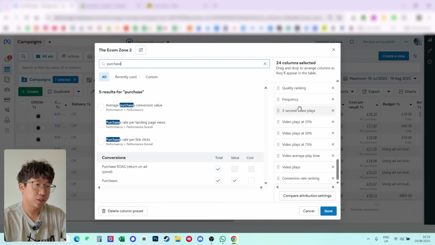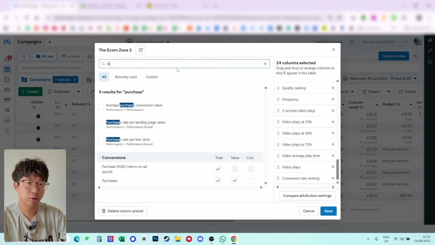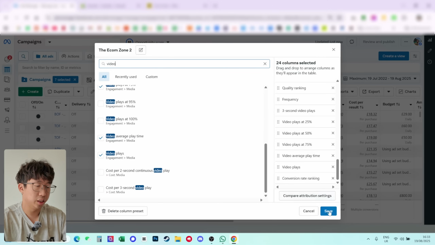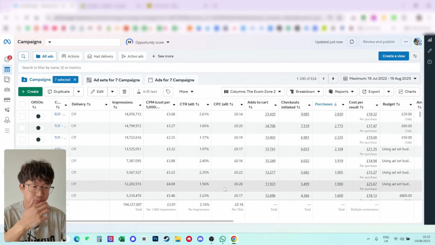3-second video plays. So whenever you're running video ads, you do need these metrics here. So what I like to do is just search video and you can just click 1, 2, 3, 4, 5, 6. And then you click save. Once you hit save, you'll have all these columns here.